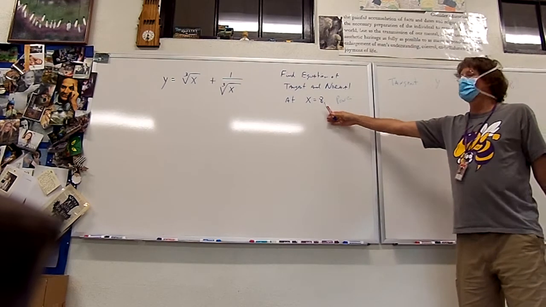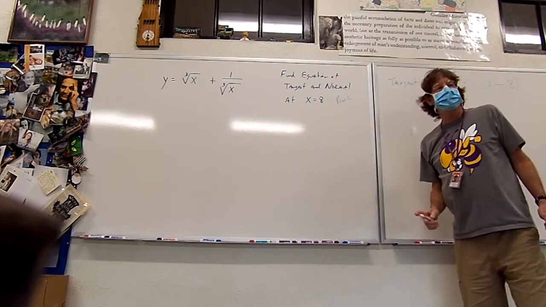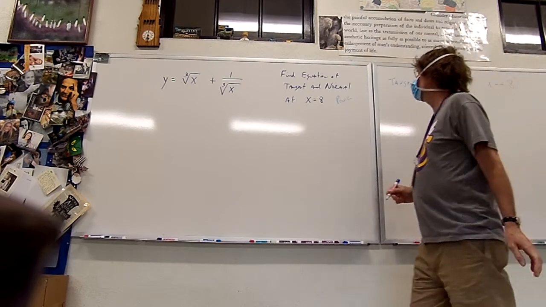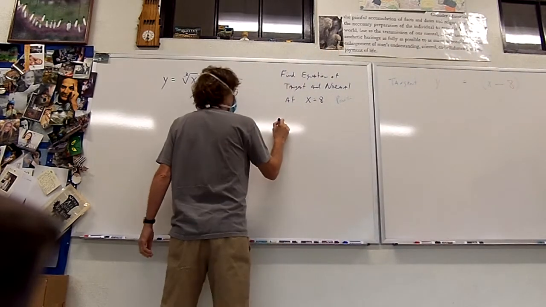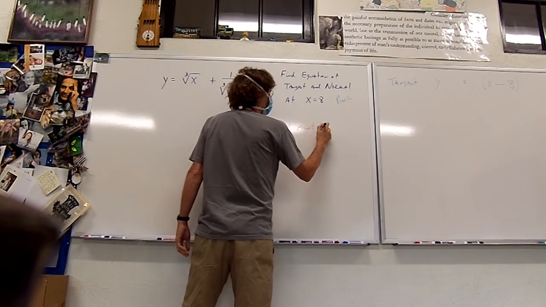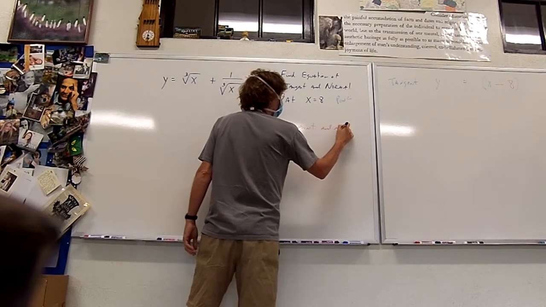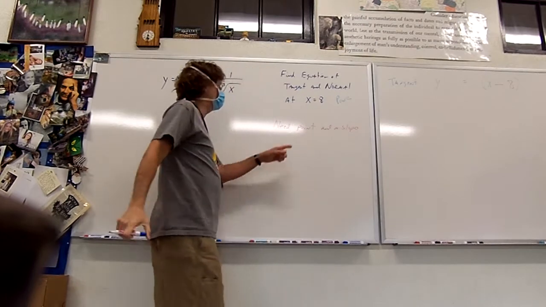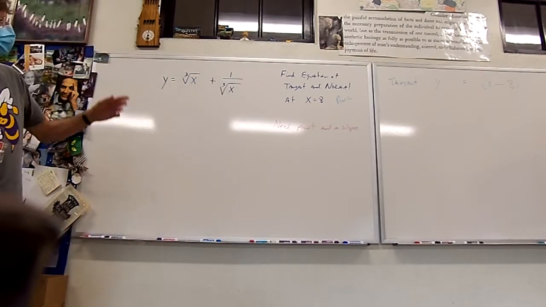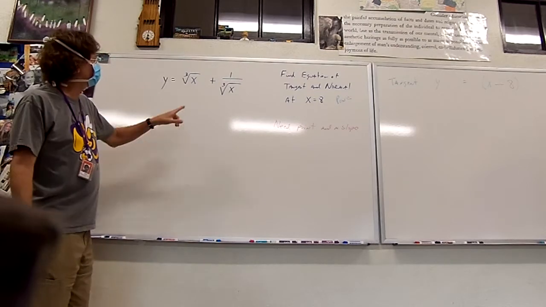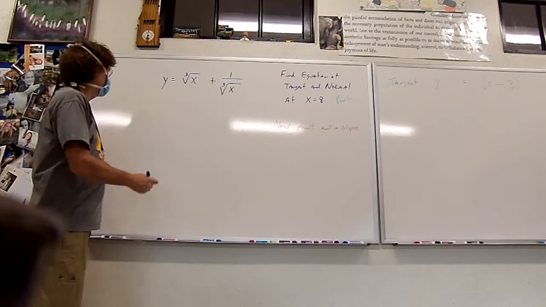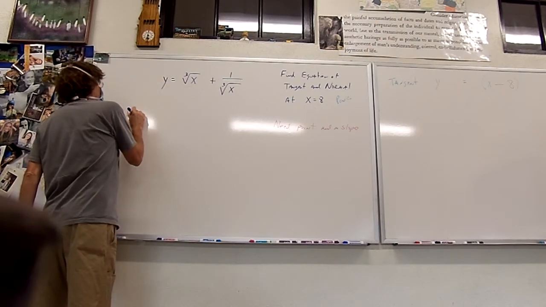The x value is what? 8. So we know the point's going to be 8 comma something. In other words, what you have to have is you need a point and a what? Slope. That's the information you need. You need a point and a slope. That's what you got to find. And you already know the 8 value works, so what could you do? You could put the 8 in here and find what? Y. So let's find the point.